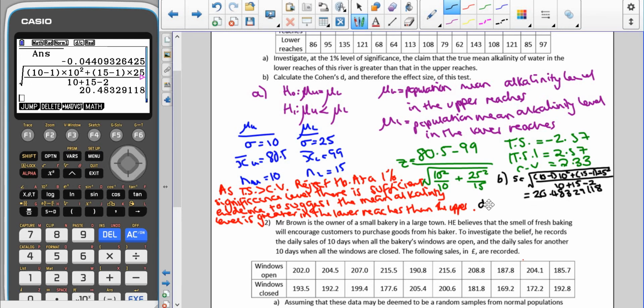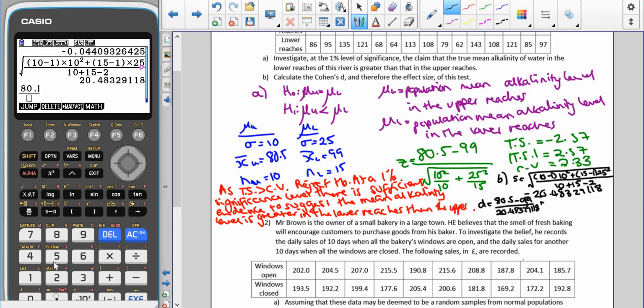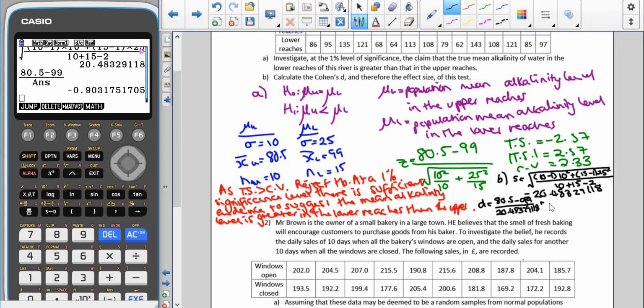So then D is going to be the mean from the first group, so that's 80.5, minus the mean from the second group, so that was 99, divided by S, or S pooled. So you could do the takeaway on the top the other way around, that would be fine. So we've got 80.5 minus 99 divided by our pooled standard deviation, which was the last thing I had in my calculator, so I can just use answer, which gives me minus 0.903. I can round that to 3 significant figures.